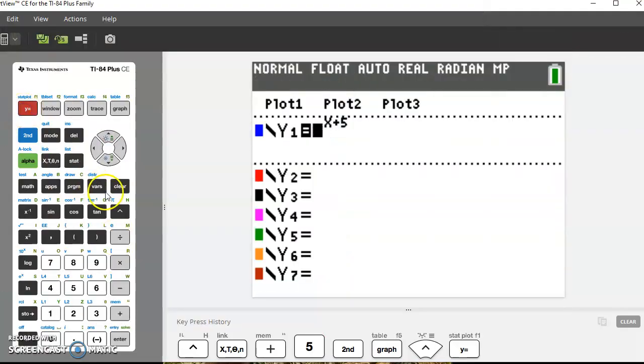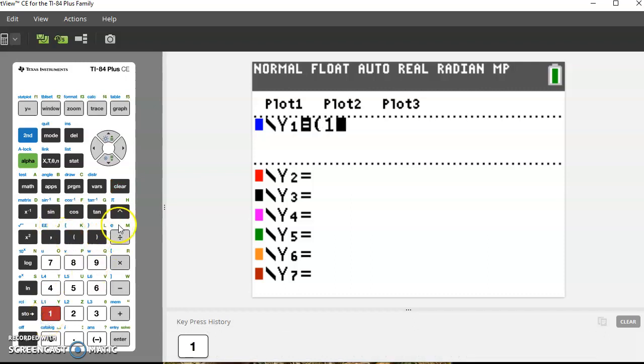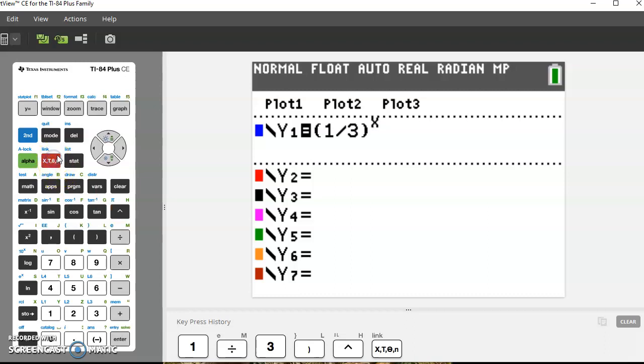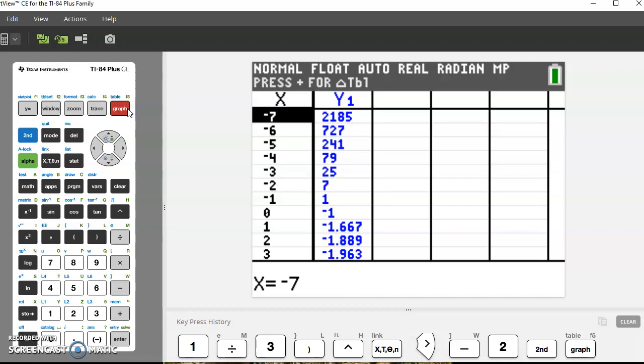Okay, so for our calculator, you have to be careful with how you plug these in. So I'm going to do my 1/3 in parentheses. I'm going to raise it to the x. Make sure you arrow out of that exponent because I don't have anything else up there, and then I have -2.